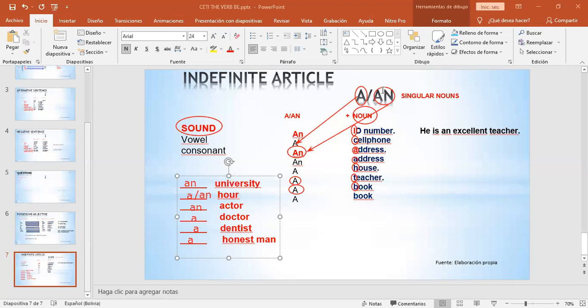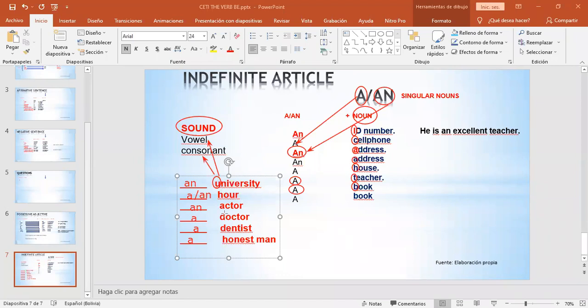Sophia, pay attention. Okay. Listen to me. I want you to pay attention to whether the noun begins with a consonant sound or begins with a vowel sound.